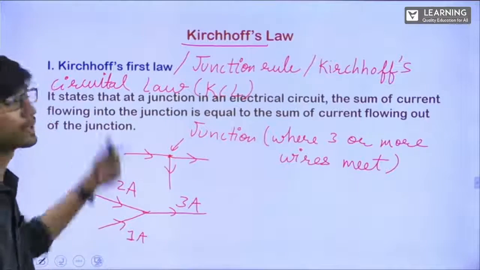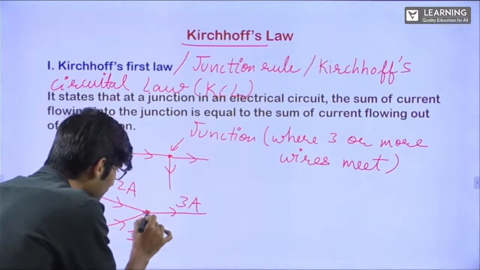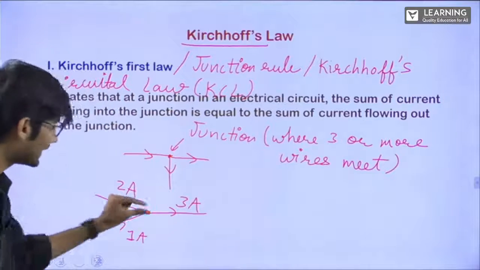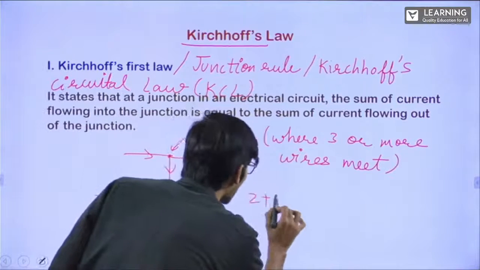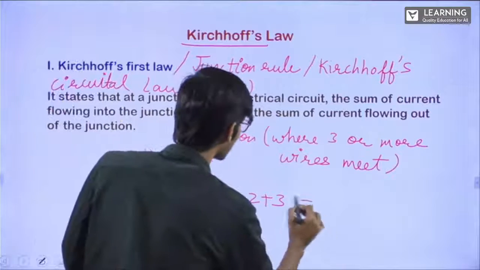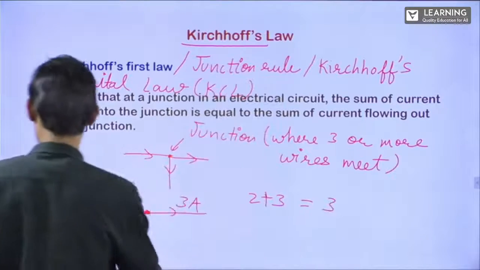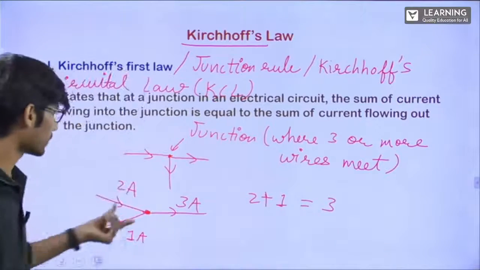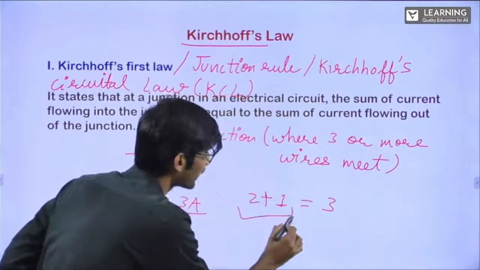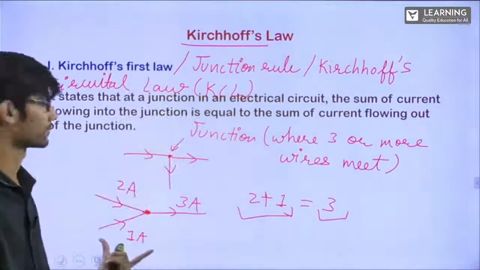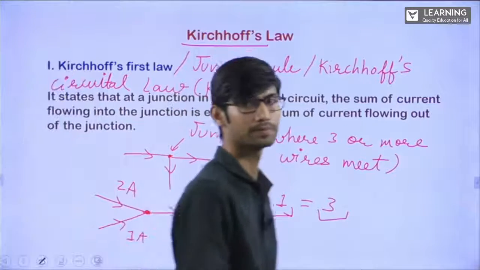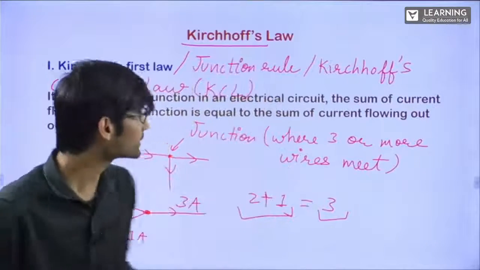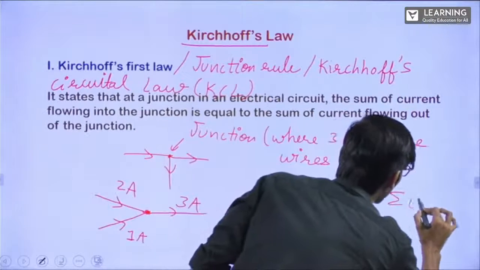This is something which we already know. Now this is given by Kirchhoff. So this point is a junction. Now if you see, the sum of current entering is 2 plus 1, 3, right? And the sum of current exiting this junction is 3. This is 2 plus 1, the sum of current entering, and this is the sum of current exiting the junction. So this is Kirchhoff's first law. Very easy, right?